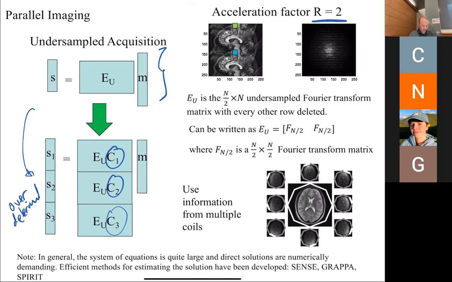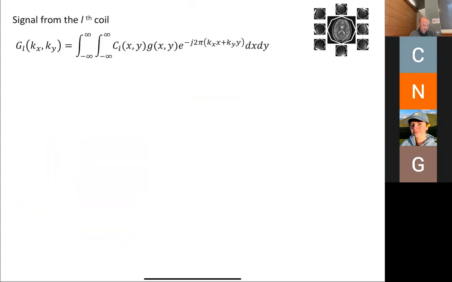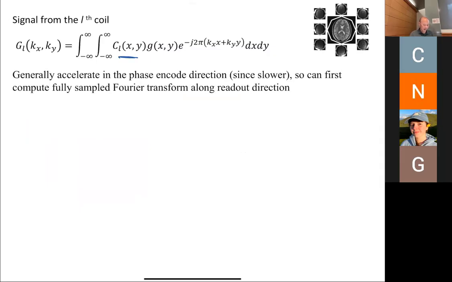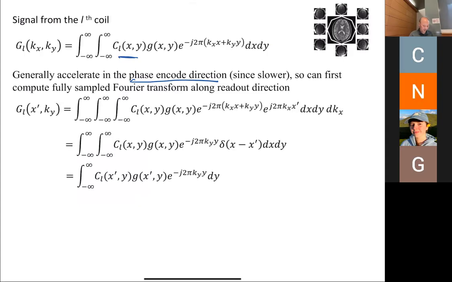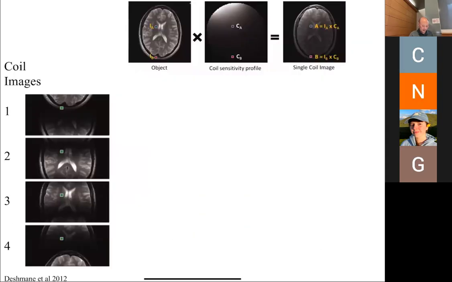And so the idea is we're using information from multiple coils. The signal from each coil can be written with a sensitivity pattern, and we'll generally accelerate along the phase encode direction, because remember from our spin warp, that's the slowest direction. We're going line by line by line. So we get the most bang for our buck by accelerating this way. And so we can do that.